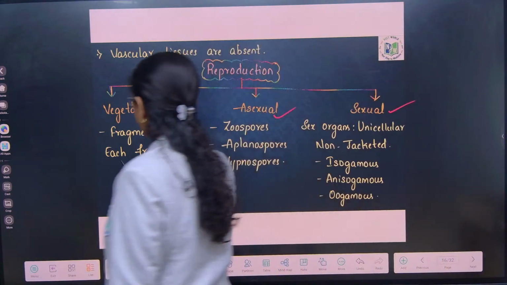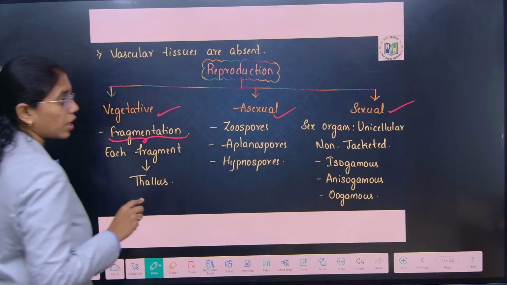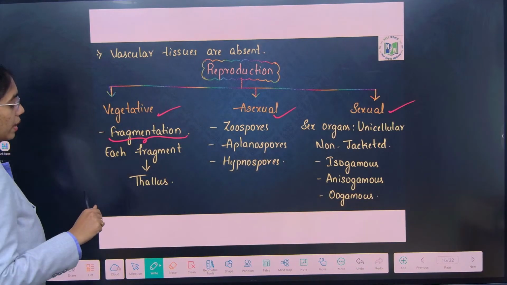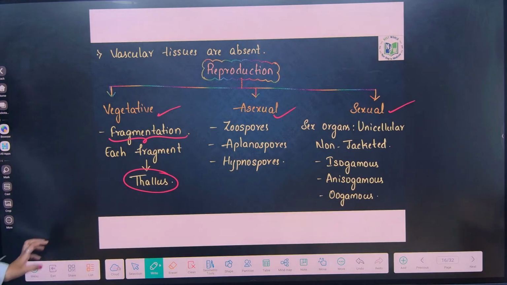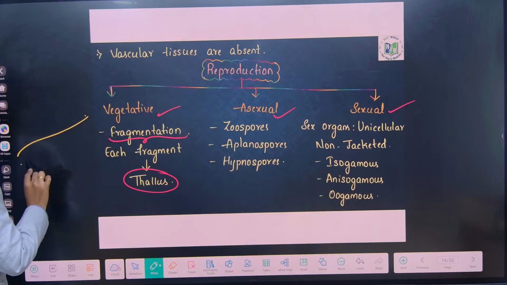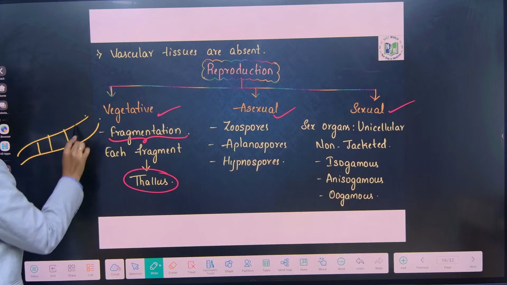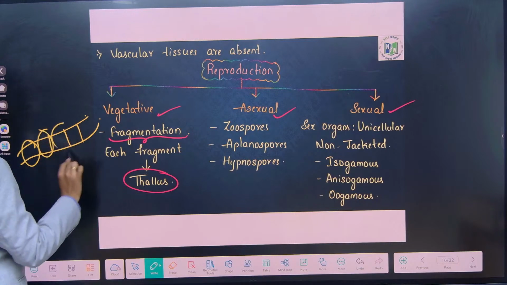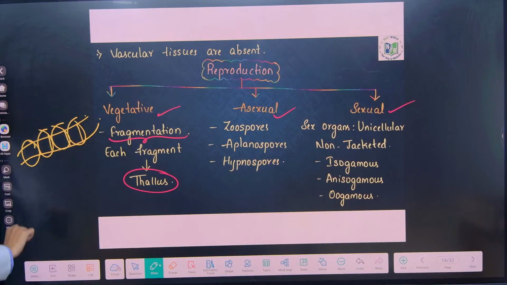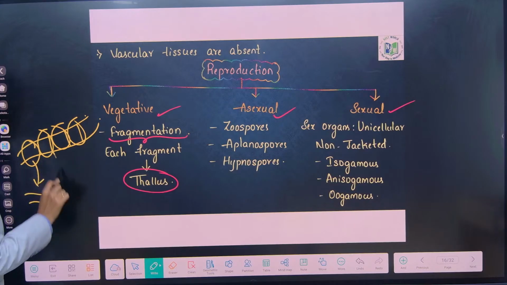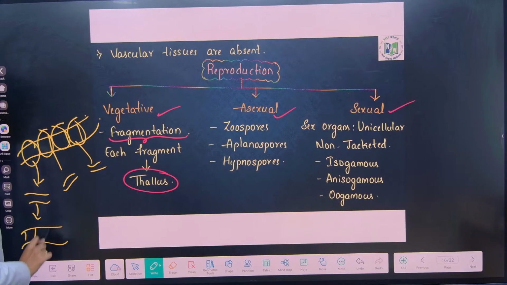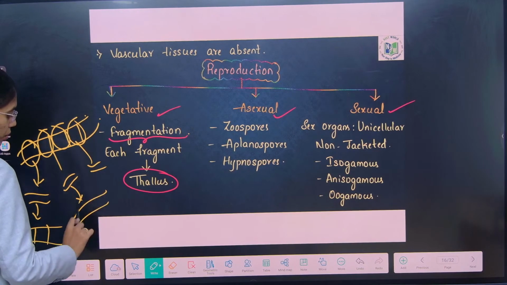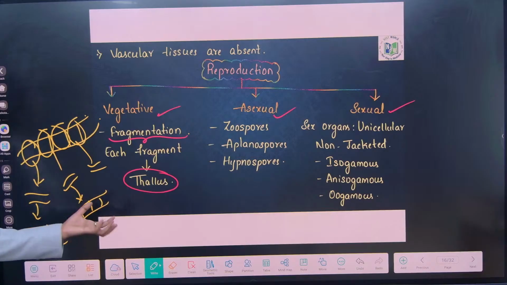Vegetative mode of reproduction is via fragmentation, where each fragment later develops into a new thalloid organism. For example, if I take a filamentous green algae, after fragmentation each fragment will develop into a new thallus. Got it? This is vegetative reproduction, that is fragmentation.